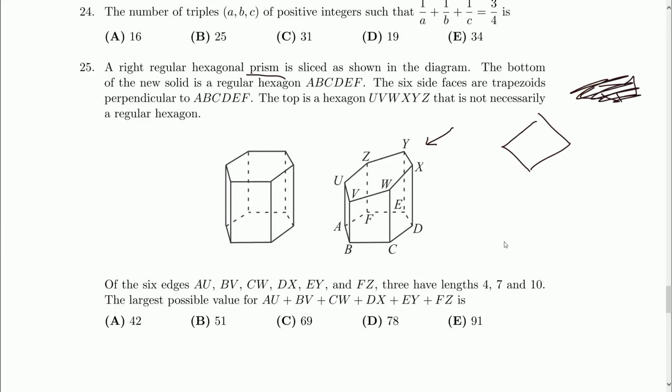The bottom of the new solid is a regular hexagon. Okay, because it's a regular hexagonal prism. That's fine. They kept the same bottom. Not A. A is down here. A, B, C, D. It depends on where they cut. That makes the U and the V that we can see.